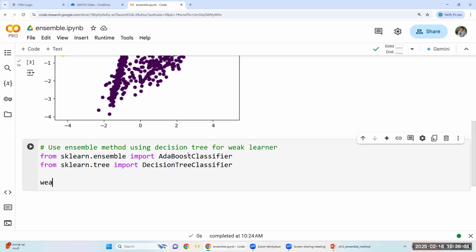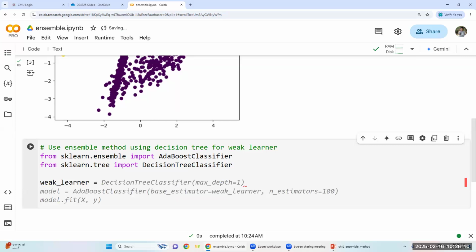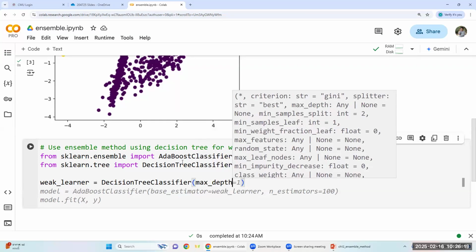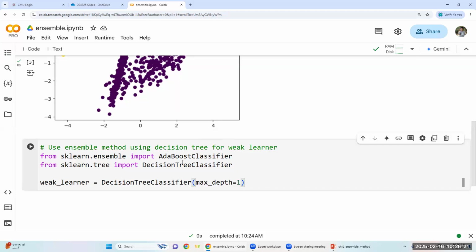Okay, so we have the weak learner. This is going to be the decision tree classifier, and then we can set the max depth equal to 1. When we have two-dimensional data, max depth equal to 1 is basically drawing a horizontal line or a vertical line. That is the same example that we used in the lecture earlier. So max depth has to be equal to 1 so that it becomes a weak learner.